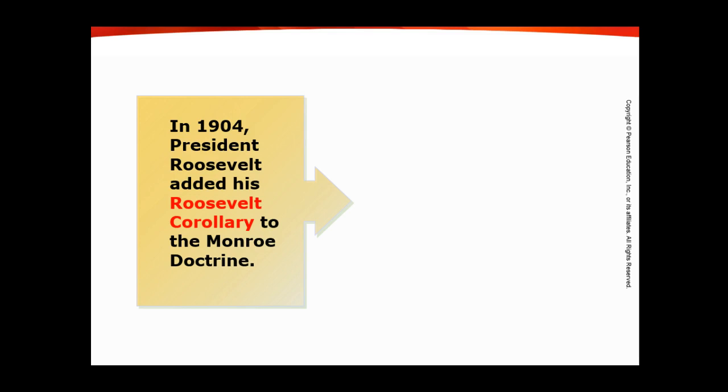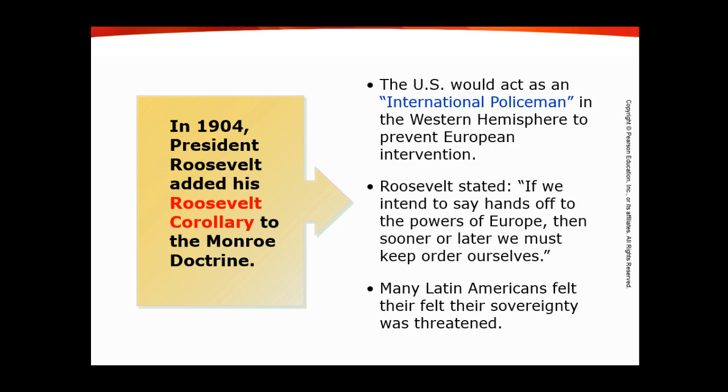It's the Roosevelt corollary, so it correlates to the Monroe Doctrine. And the Monroe Doctrine, from way back when, stated that Europe should stay out of the affairs of the Americas. But here Roosevelt is going to say, not only should they stay out of the affairs, but we start to act as international policemen in the Western Hemisphere. We are going to make sure that Europe cannot intervene here in our hemisphere. He stated, and I have to quote this because it's very interesting, "If we intend to say hands off to the powers of Europe, then sooner or later we must keep order ourselves."